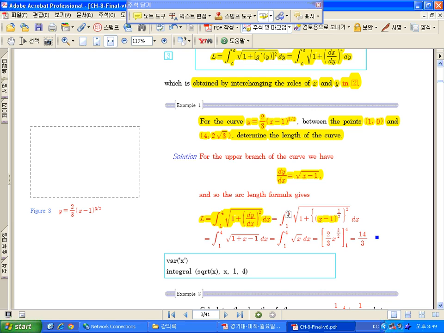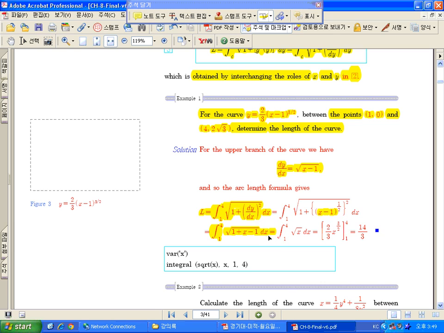Here, f prime of x is square root of x minus 1. So we have the integral from 1 to 4 of square root of 1 plus this f prime of x squared times dx, which can be written in this way. This is just the integral of square root of x from 1 to 4 with respect to x, which can be easily computed to get 14 over 3.